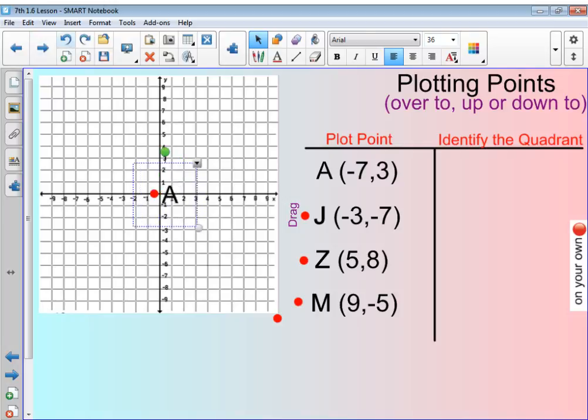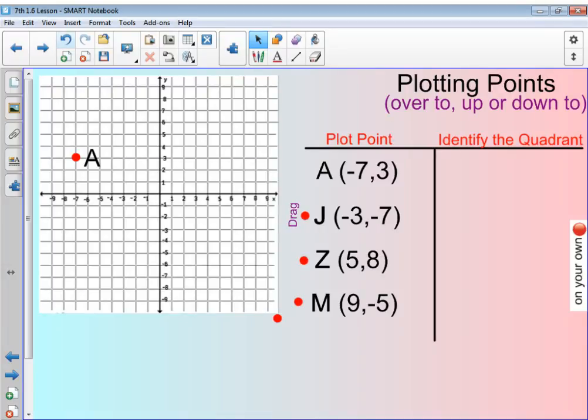So -7's over here. And then, whoops, keeps coming apart. And then +3. So there's my -7. +3 is gonna be right up here. Okay, so there's where A would fall.